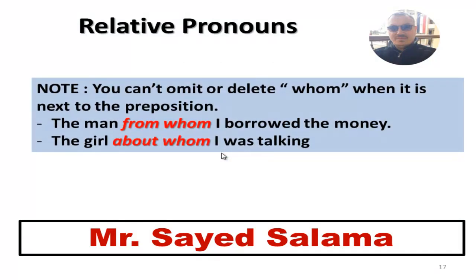Note you cannot omit or delete whom when it is next to the preposition. So you cannot delete whom. The man from whom I borrowed the money. The girl about whom I was talking. So you cannot omit or delete whom because it is preceded by a preposition.